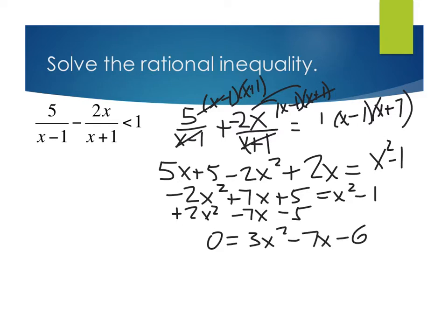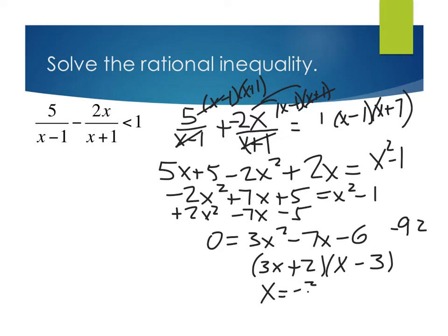Now when I go to factor this, well, it multiplies to negative 18 but adds up to negative 7. That'd be 3x and x. Okay. Remember, it's going to be negative 9, positive 2. So this will be plus 2, and 3 goes into 9 3 times. Okay. So we're going to have x equals negative 2/3 and also 3.